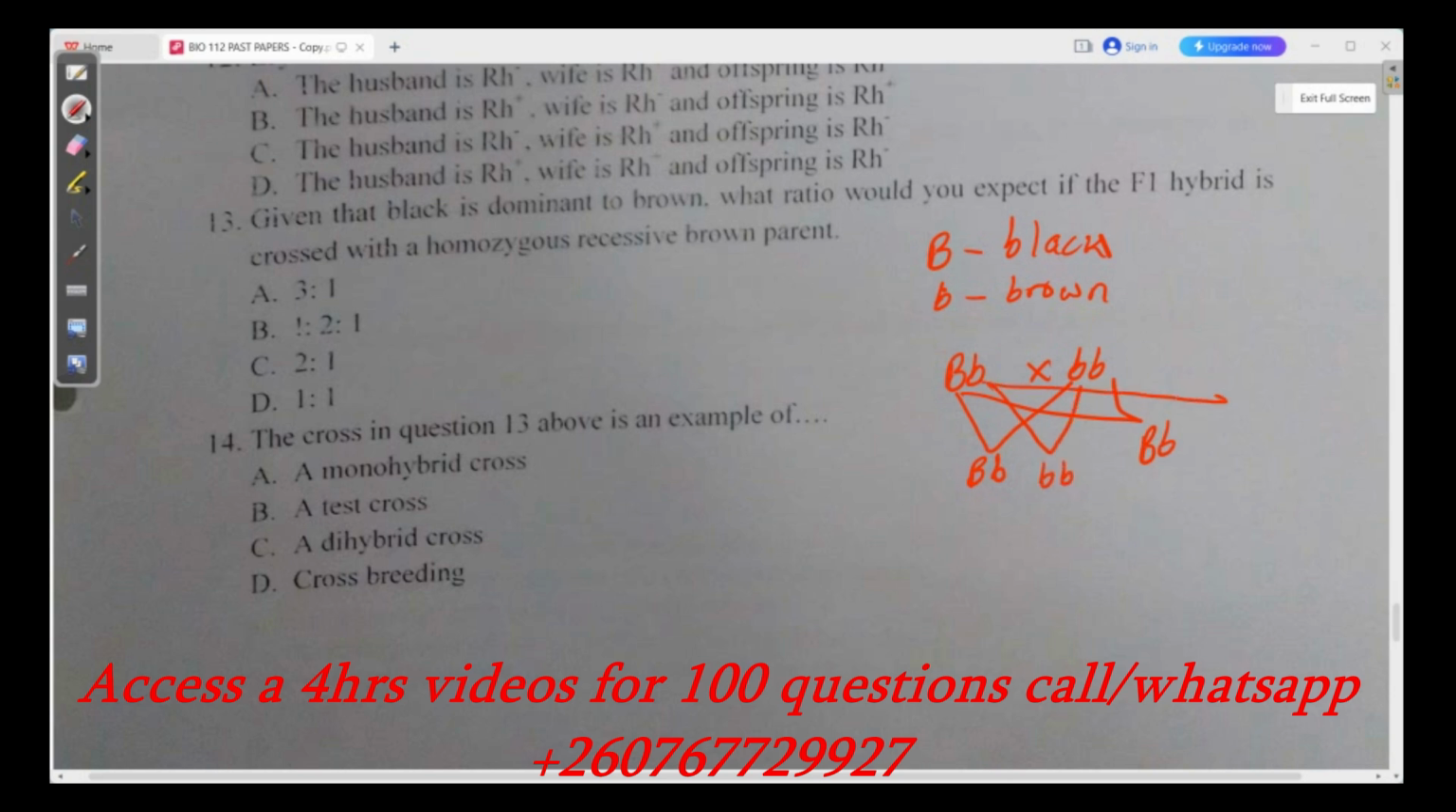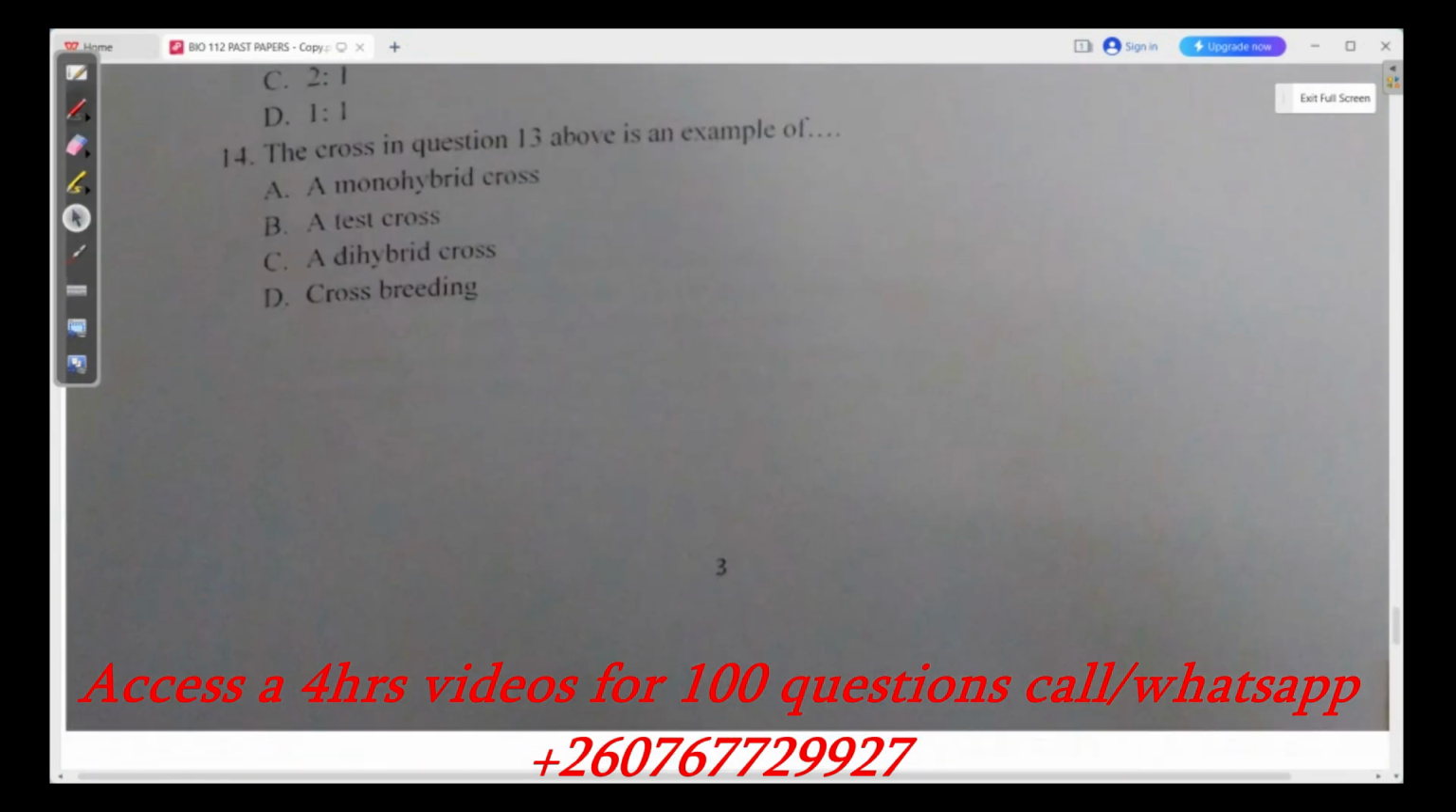Then these two are going to give us this. So in this case, we're going to have 2 which will be black, 2 will be brown. So this is a 1-to-1 ratio. So the answer has to be option D. So that's the answer to question 13. And that's how you can answer this question. Okay, so you can use cross diagrams or a Punnett square because it's a monohybrid cross.